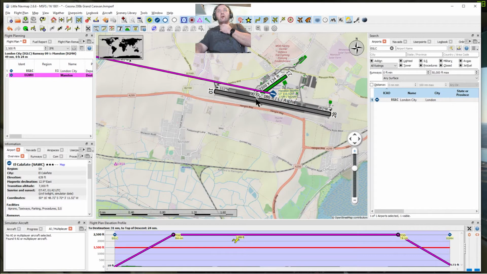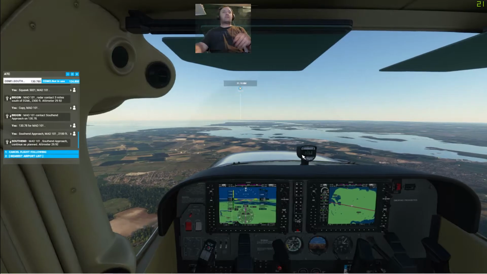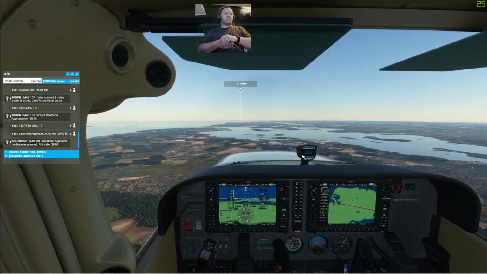Oh, there is an 05 and a 23 there. Yeah, so I don't know which one it'll bring us in on. I'd rather be on the tarmac one if possible. I didn't realise there was a grass one off to one side.